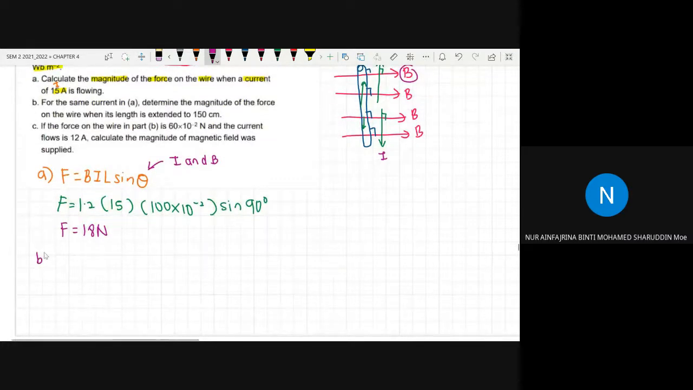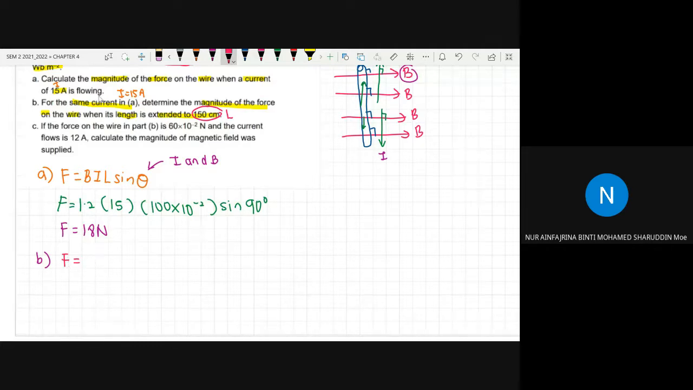Alright, now next question. Dia cakap apa? For the same current in A. So maksudnya dia suruh kita guna current of 15 ampere lagi. Dia suruh kita determine magnitude of the force on the wire when its length extended to 150 cm. So maksudnya sekarang ni adalah dia punya new length. Dan dia minta kita cari magnitude of the force.